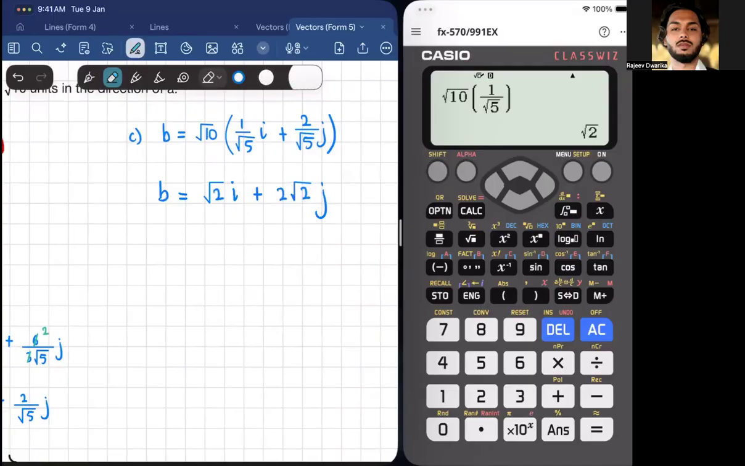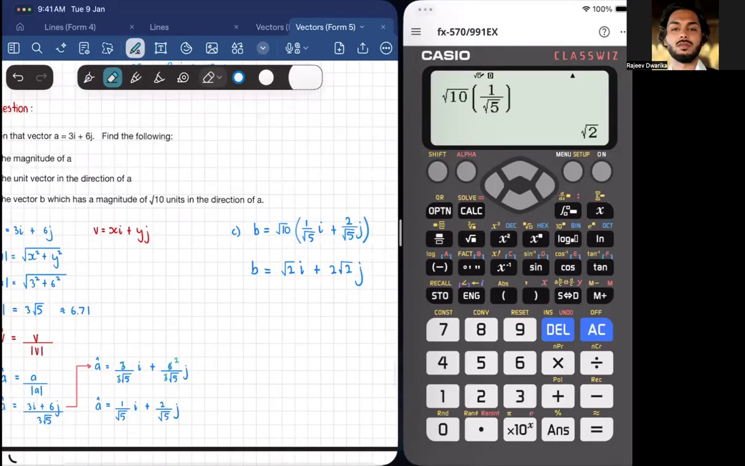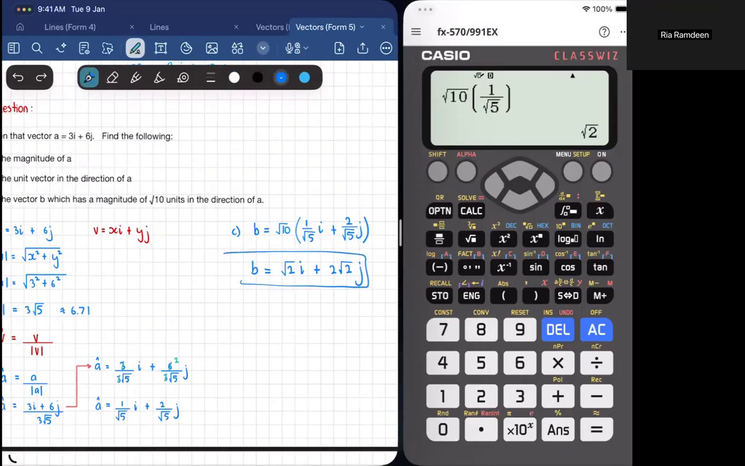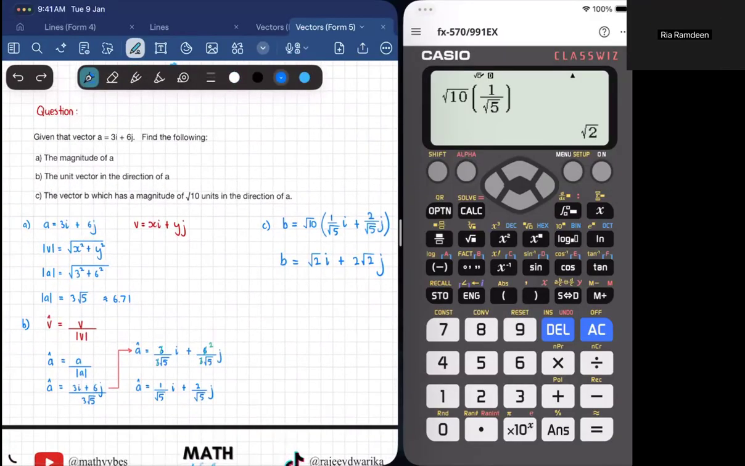Right? So Ria, I have a question. If I find the magnitude of that, what is it supposed to be? Sorry, can you repeat that? If I find the magnitude of this, what am I supposed to get? 1? Yeah. Think carefully about what you're saying. Root 10, right? I suppose 10.